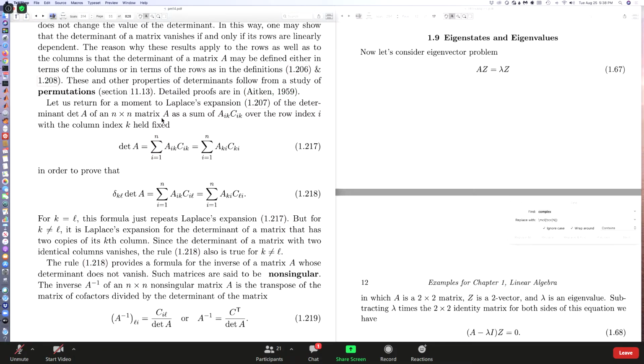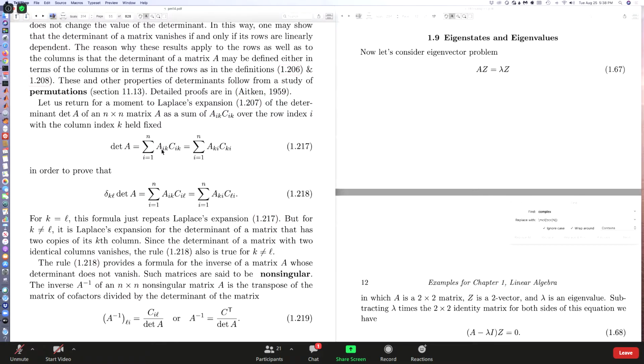But then if we go back to Laplace's expansion of a determinant in terms of the sum, let us say here, we're summing over the rows, and we're taking a particular column, we're choosing a column K, and we're going down the kth column and multiplying each row element of that kth column by the ikth cofactor.